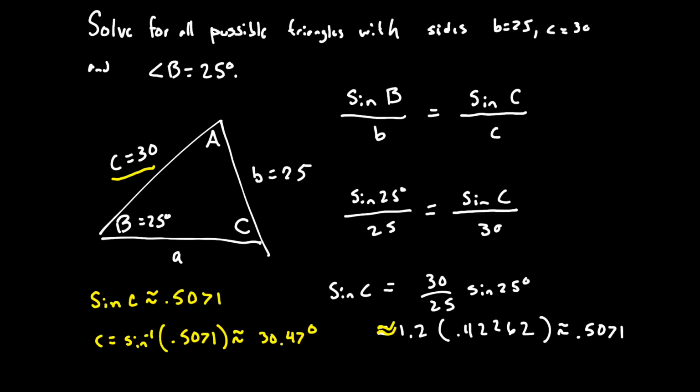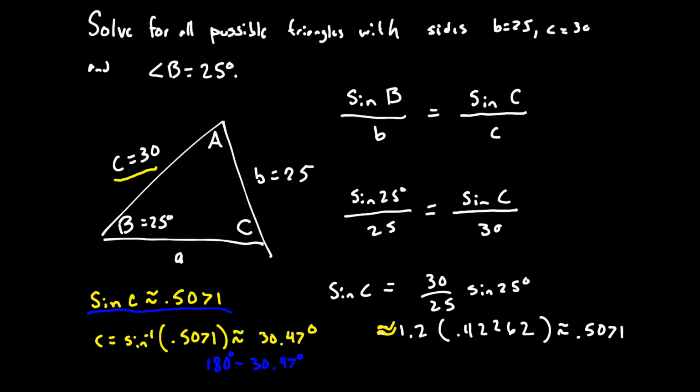Now we do have one more solution to this equation. The other solution is going to be given by 180 minus 30.47 degrees. And the reason why is because in the second quadrant, sine is still positive. So the angle whose reference angle is 30.47 in the second quadrant will give us the same answer. So now we can break this down into 2 separate cases. In case 1, our angle C is 30.47, and in case 2, our angle C is 149.53.